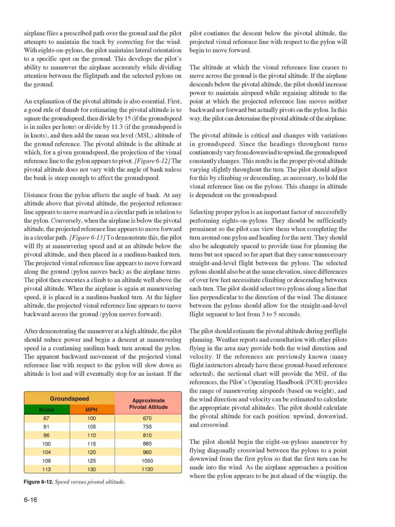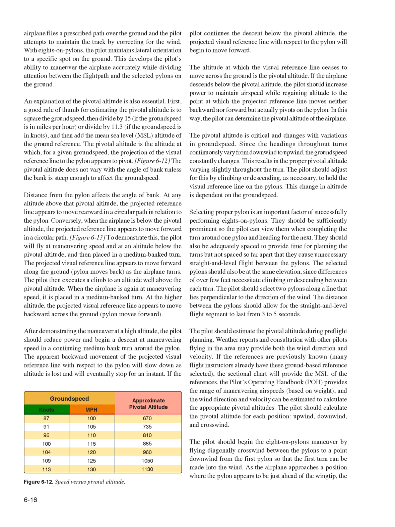The selected pylons should also be at the same elevation, since differences of over a few feet necessitate climbing or descending between each turn. The pilot should select two pylons along a line that lies perpendicular to the direction of the wind. The distance between the pylons should allow for the straight and level flight segment to last from 3 to 5 seconds. The pilot should estimate the pivotal altitude during pre-flight planning.